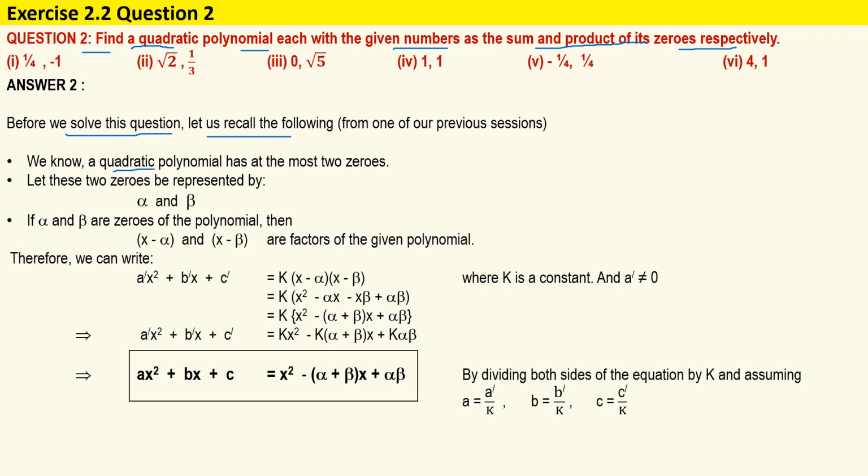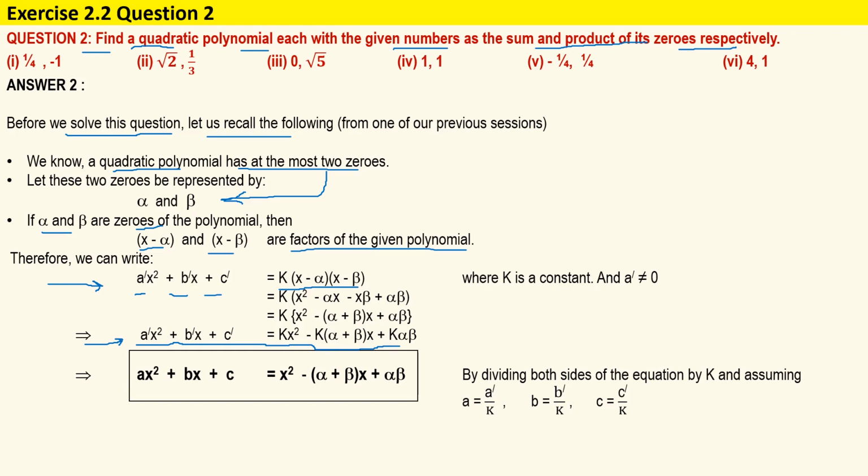That a quadratic polynomial has at the most two zeros, and let us represent those two zeros by the letters alpha and beta. If alpha and beta are the zeros of the polynomial, then x minus alpha and x minus beta will be the factors of the given polynomial. And we shall be able to write the given polynomial, let's say a prime x square plus b prime x plus c prime, is equal to k times x minus alpha times x minus beta, which once simplified will be equal to a prime x square plus b prime x plus c prime is equal to kx square minus k times alpha plus beta x plus k times alpha beta.